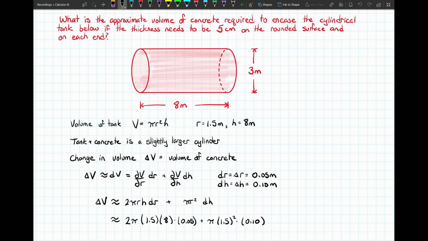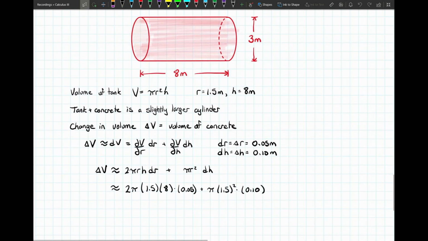So this change in volume is approximately equal to 2 pi times 1.5 meters times 8 meters times 0.05 meters. If you look at the units there, we get cubic meters, plus pi times 1.5 meters squared times 0.10 meters. Again, that's also going to be units of meters cubed, which hopefully should make sense because we were going to be measuring the volume here in cubic meters, and we get an approximate volume of concrete of 4.48 cubic meters.